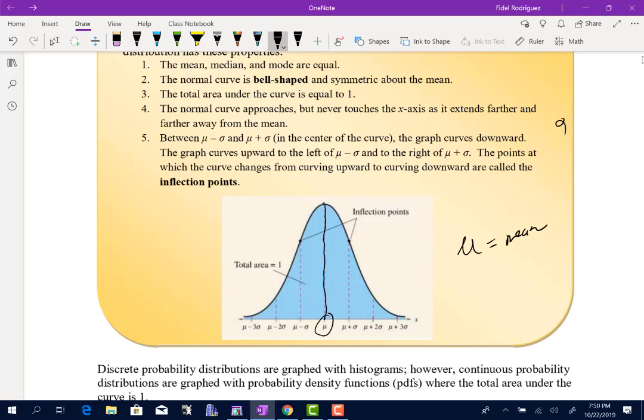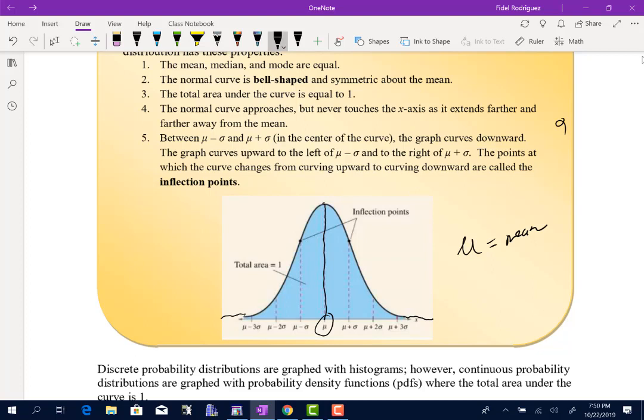The normal curve approaches but never touches the x-axis as it extends further away from the mean. So as we keep going, this graph keeps getting closer and closer and closer to the x-axis, but it never actually touches it, both to the left and to the right, okay?